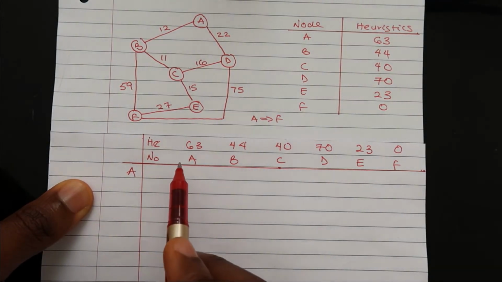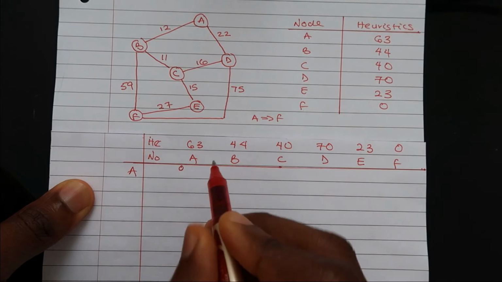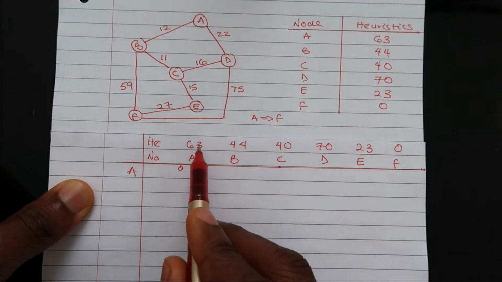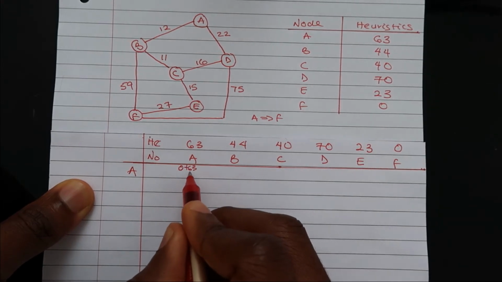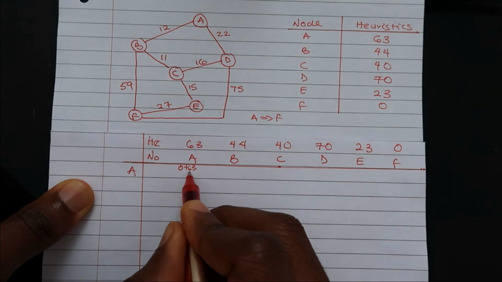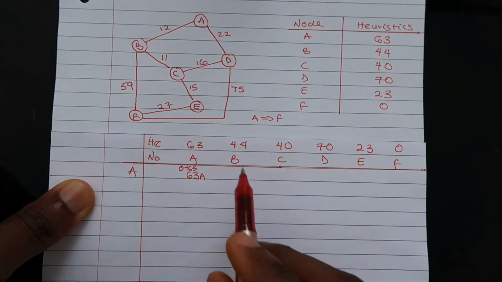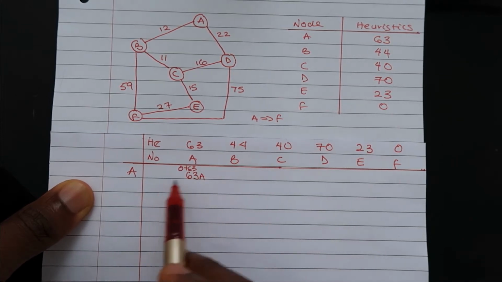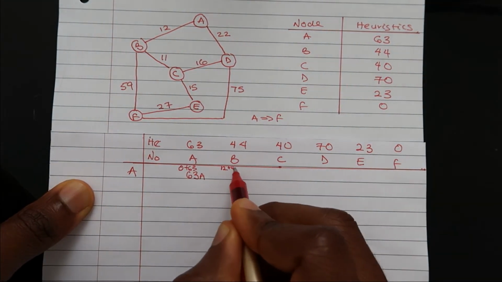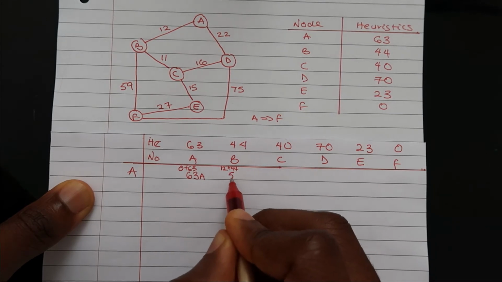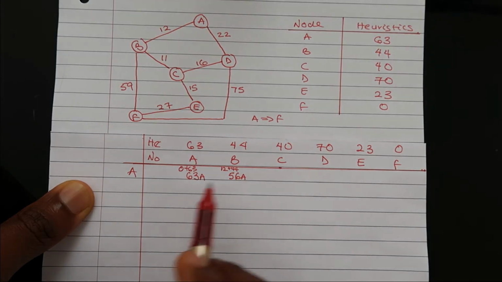A to A, I know it's 0. Now 0 plus 63 gives me 63. So the best known weight to A is currently 63. The same thing applies to B. A to B is 12. 12 plus 44 will give me 56, and that's coming from A. And I'll carry on that way.